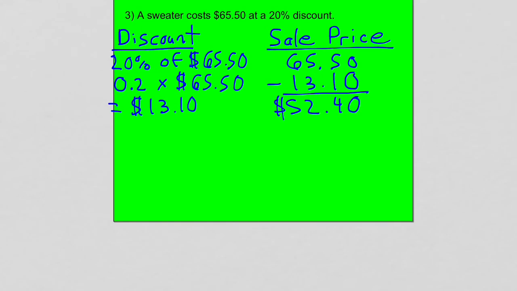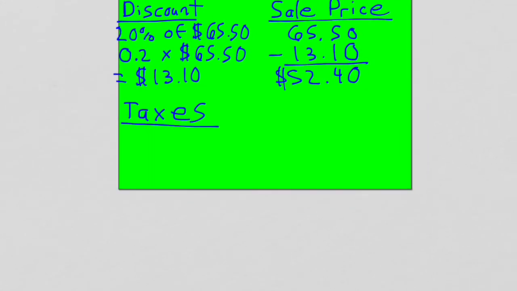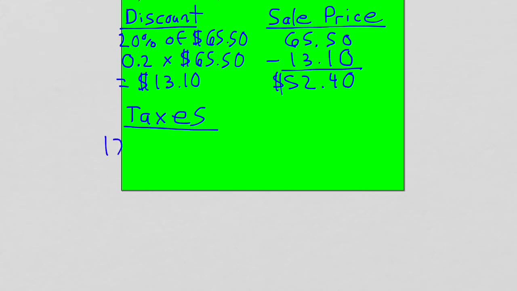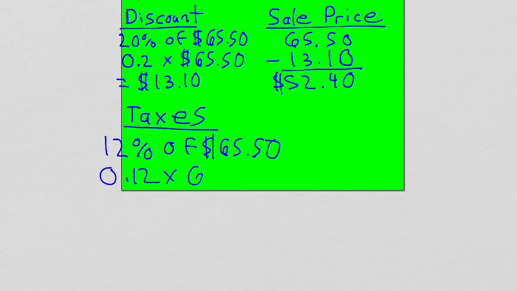Next up would be your taxes. And what we did on these two is I thought it might be good to show them that if you're the consumer, you can just combine your PST and GST to get 12% of $65.50. So that's 0.12 times $65.50. When you work that out, you get $7.86.